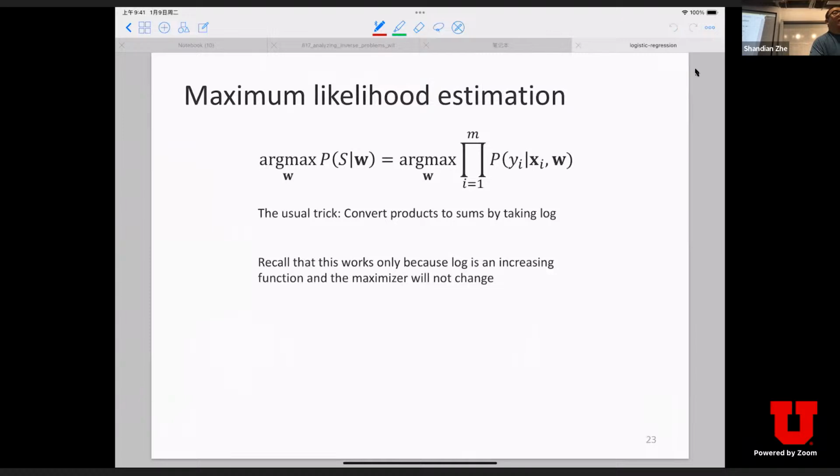Our idea will be just write down the likelihood of data, right? Because those data points are IID, their likelihood can be written as the product of the individual likelihood of each data point, which is just the product from i to M. We have M training examples, and for each training example, we have a likelihood P of yi given xi and w.